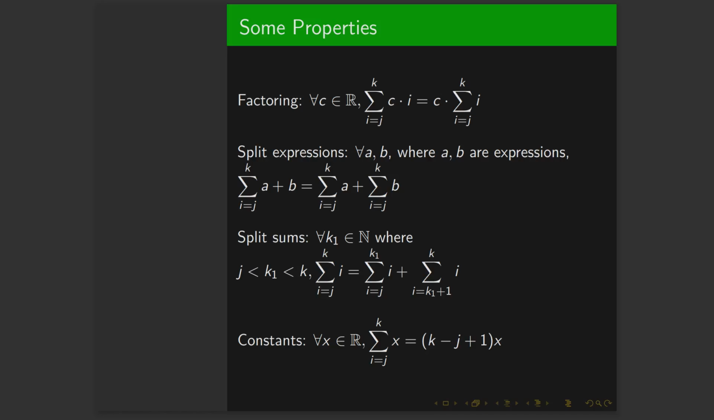For any value of c that you have, if you have c times, let's say, i, where we start at j and end at k, in our sigma expression, we can just factor out the constant in the front. In our first example, we can factor out the 2. And then we can split expressions.